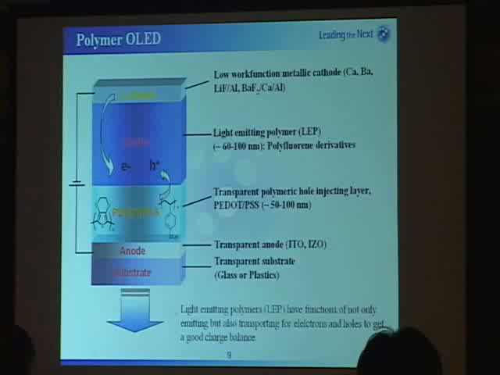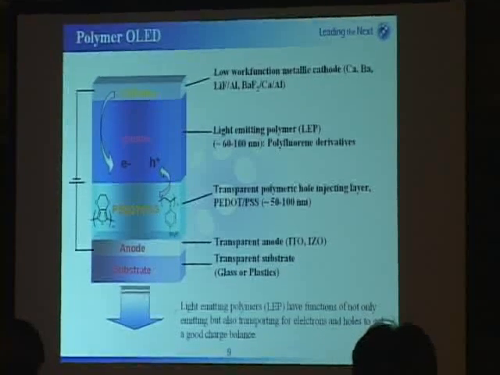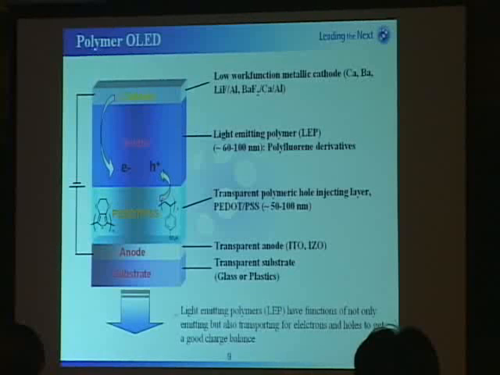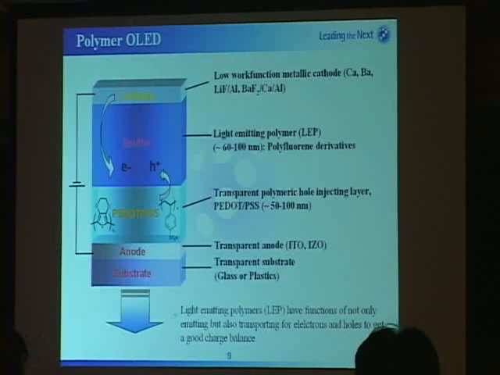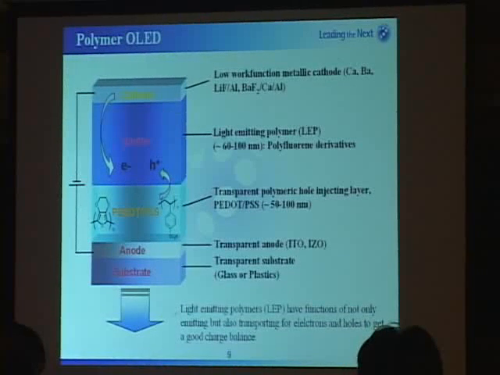Next. So this is a polymer LED between two electrodes, anode and cathode. The PEDOT is a hole injection layer, and the emitting layer. Principally, two layers. It's much simpler than the small molecule OLED. Therefore, light emitting polymers in the emitting layer should have the functions of not only emitting but also transporting electrons and holes together with charge balance.